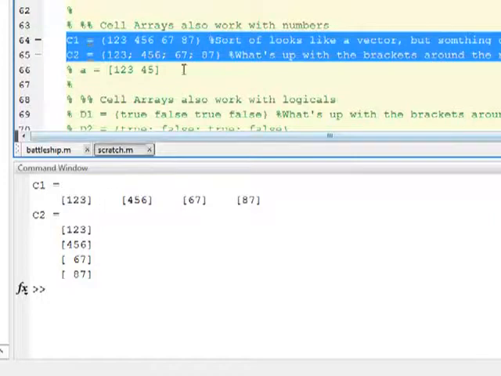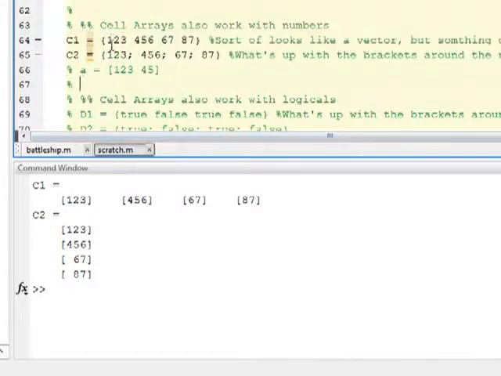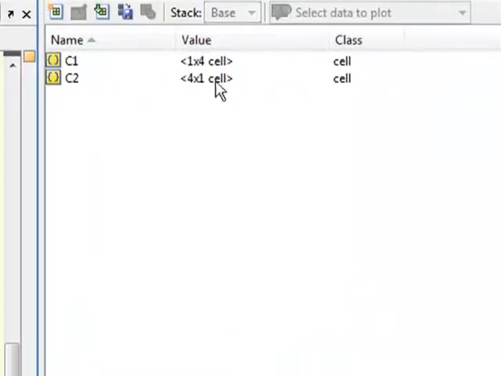So C1 and C2 are motivated at the same time here. These are numbers in a vector, and these are numbers in a vertical array. And if you notice here in the workspace, C1 and C2 are of class cell. Okay.